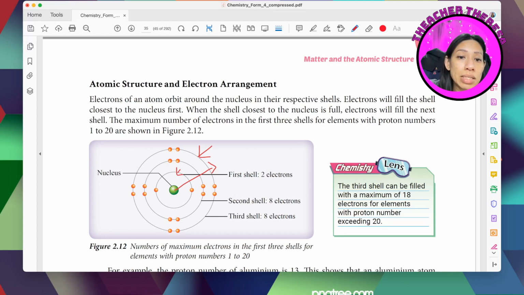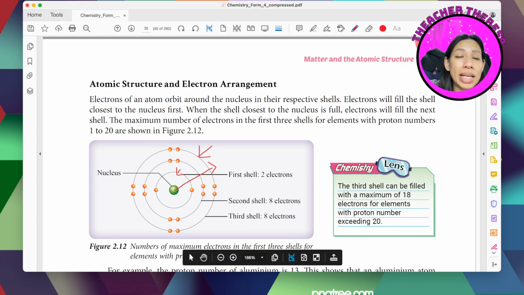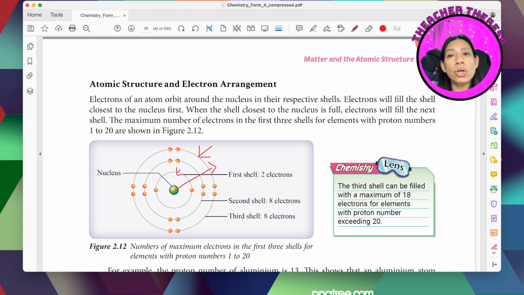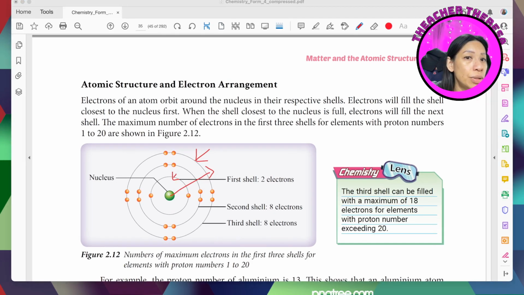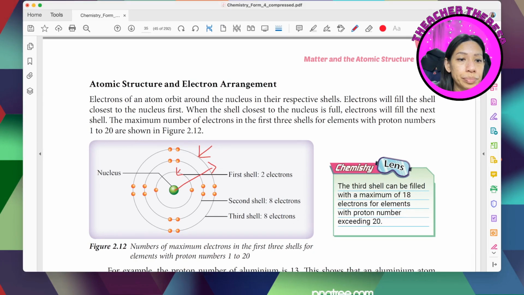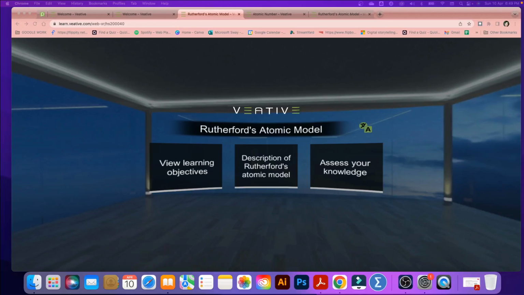So octet means when it has a maximum of 8 electrons. So duplet 2, octet 8. That is all until now. I hope you understand what I've explained so far. Now let's look at a simple video regarding what I've explained just now.